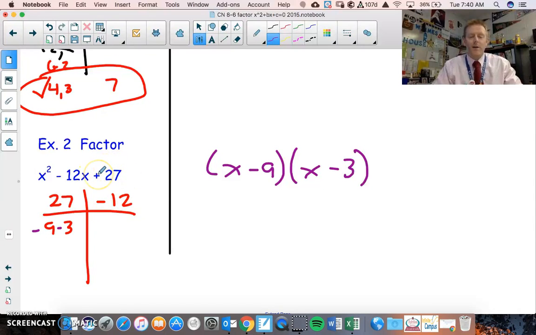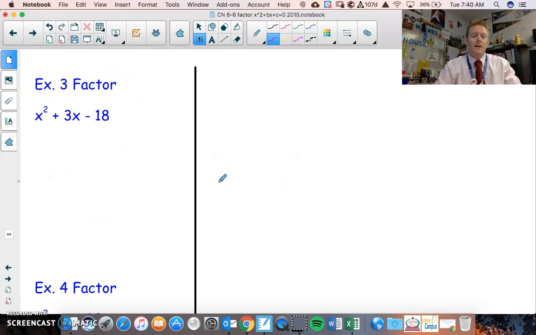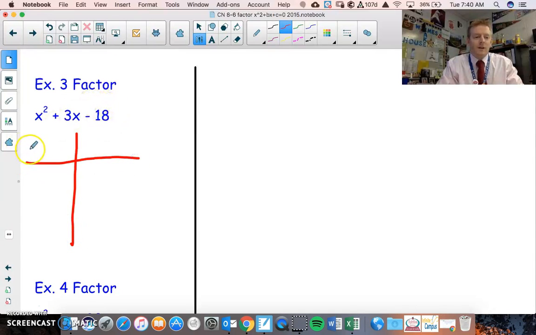for my L. And I know that we're going to end up with a 9 times x, a negative 9 times x, and a negative 3 times x. So this is going to work out perfectly for us. Keeping it rolling. Maybe you want to hit pause, try this one without me, and see if you get the same stuff. So our job was to get a negative 18 and add up to be a 3.